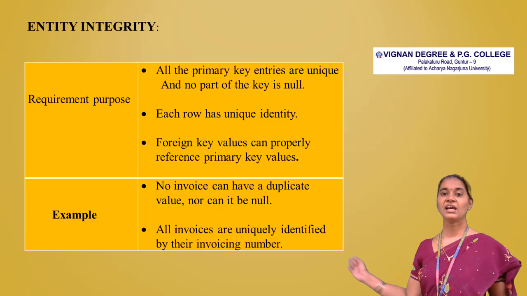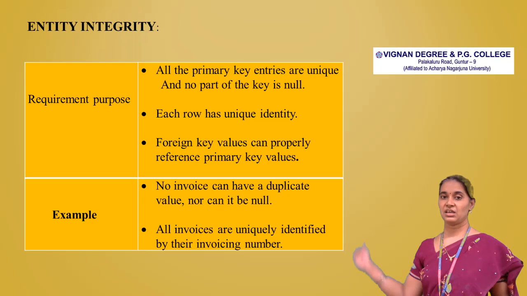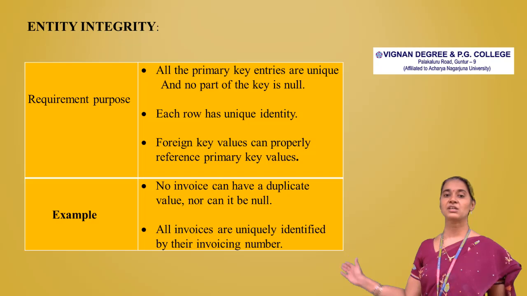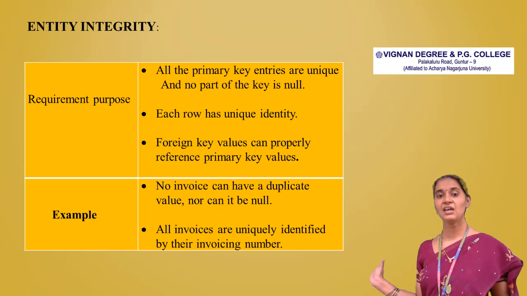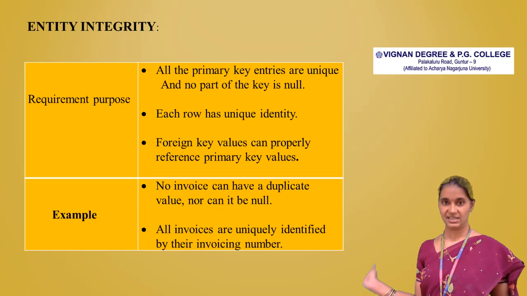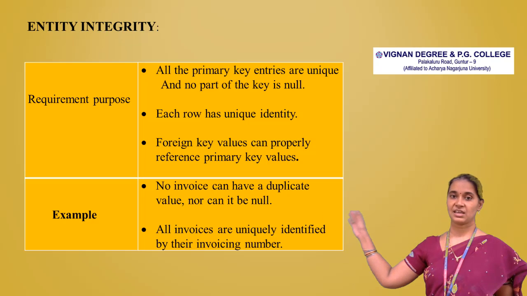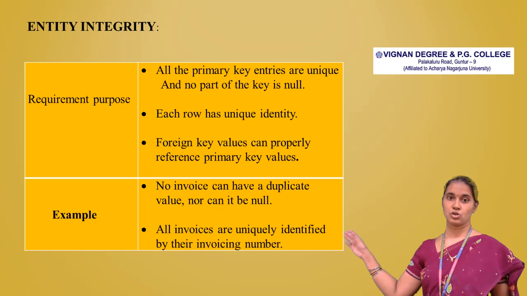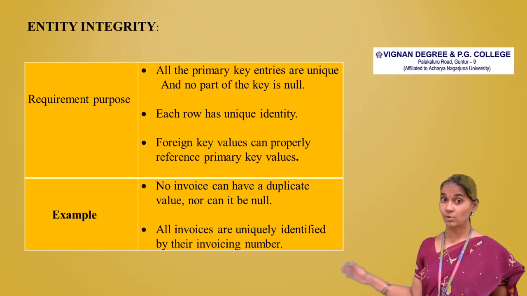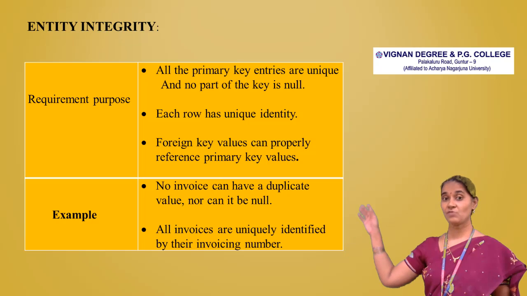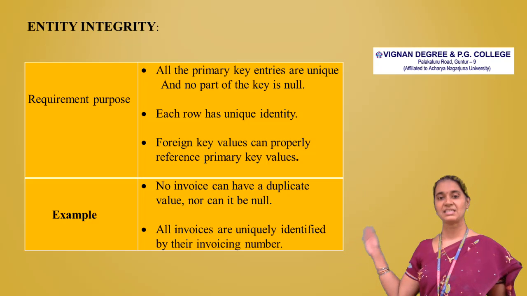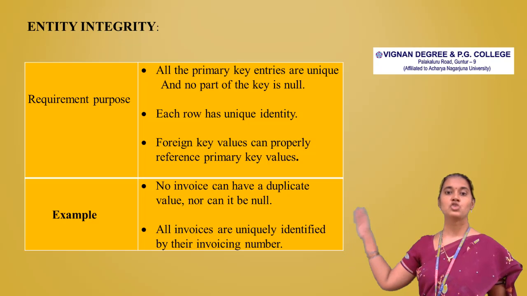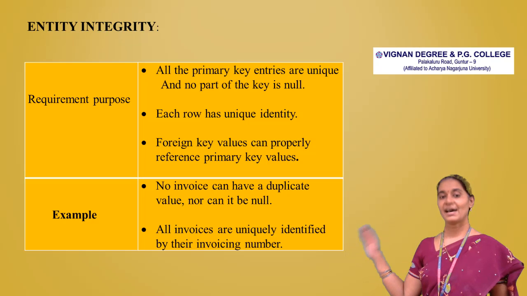So foreign key values can properly reference the primary key. Whatever values exist in the primary key, only those values should be used in the foreign key. For example, no invoice can have duplicate values or null values. If I define a particular column as a primary key, that column should not contain duplicate values as well as null values.